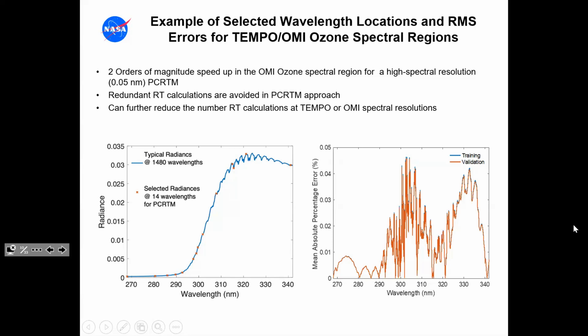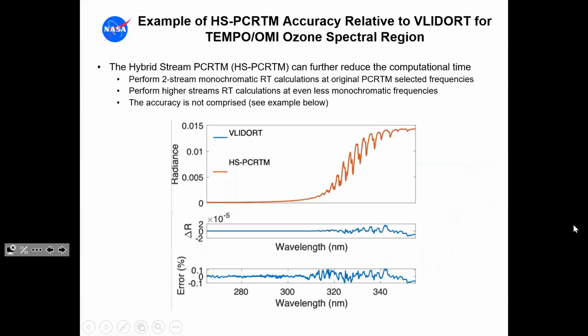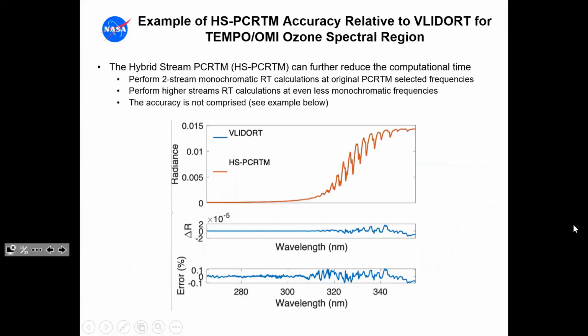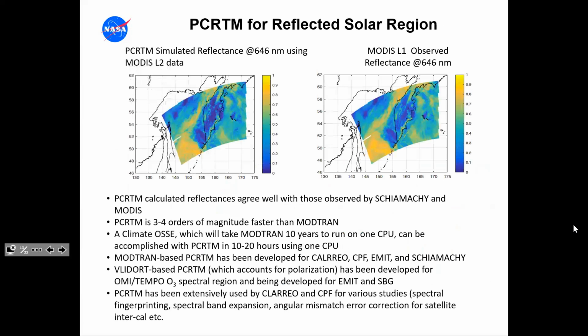So with Tempo launched on a geostationary satellite, it puts a lot of computational burden because you have so much data to look at. The PCRTM was developed for OMI at that time, but eventually we're going to extend that to Tempo. OMI is another satellite by European UMASat.